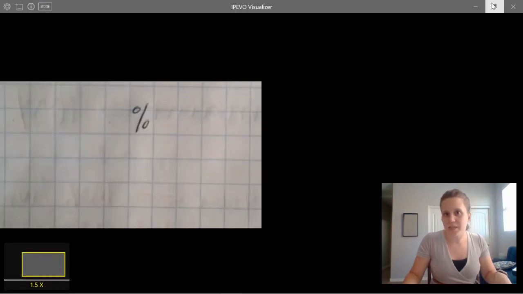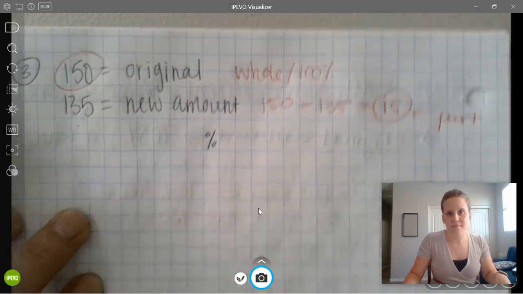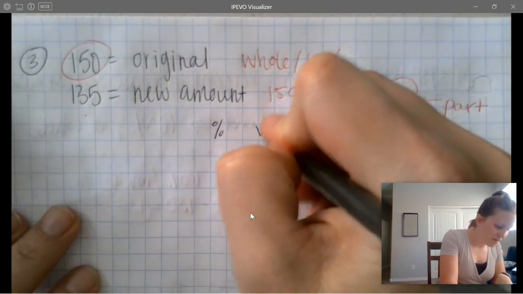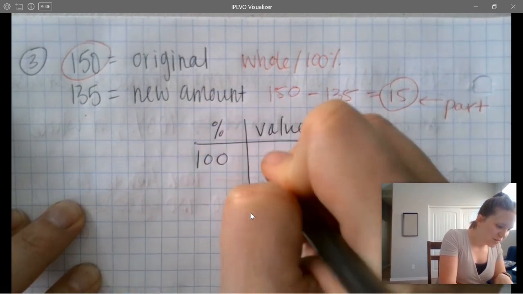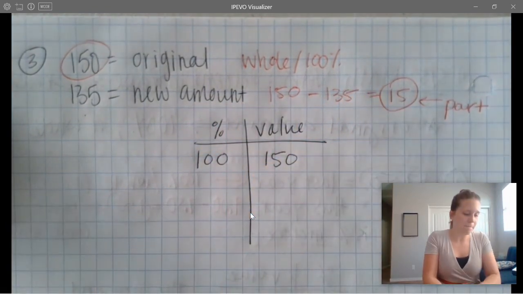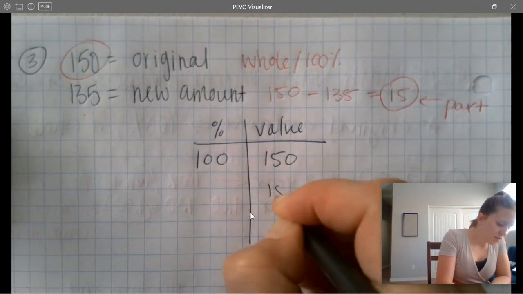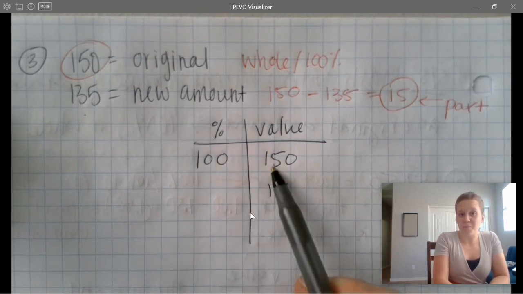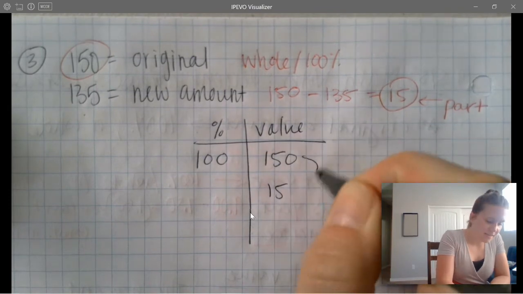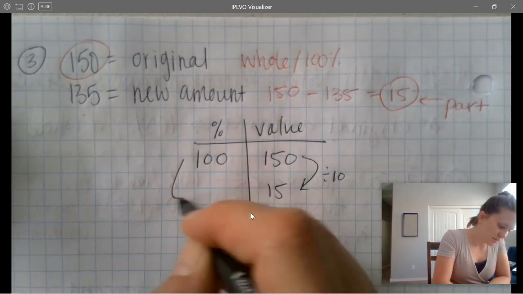Percent, I'm going to go full screen again. All right, percent and value. Your paper looks just like mine. I know my original amount was 150. The amount of decrease was 15. Ooh, I see easy division. Do you? I could multiply by 1.5 here, but I see divide by 10, and I just think that's even easier.